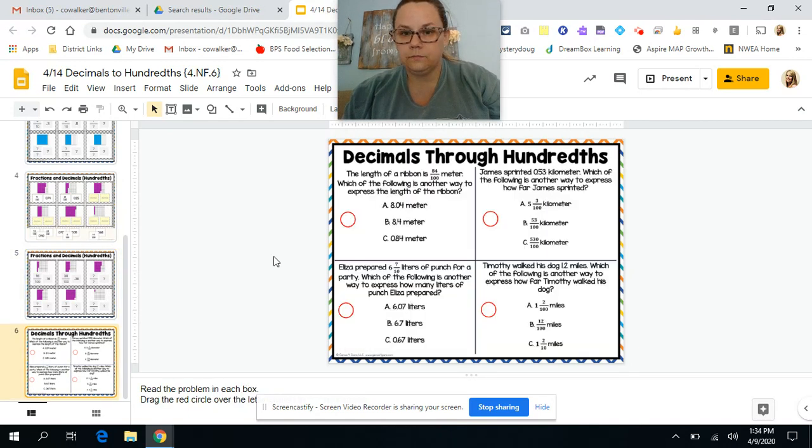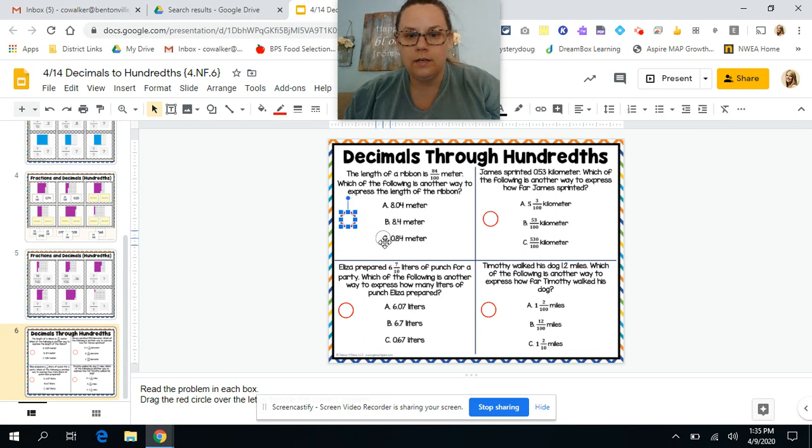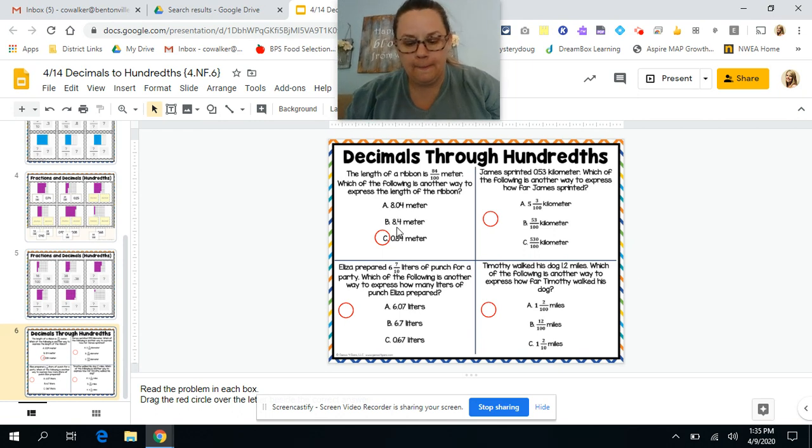Then this slide, it says the length of a ribbon is 84 hundredths of a meter. Which of the following is another way to express the length of the ribbon? So if I've got 84 hundredths of a meter, how can I write that in decimal form? And you're just going to take this circle and move it where you need it. So this one would have been the answer because you've got 84 hundredths. There was not a whole meter yet. So any of these numbers to the left of the decimal would be a whole number, and we don't have any wholes. So that wouldn't be the answer.